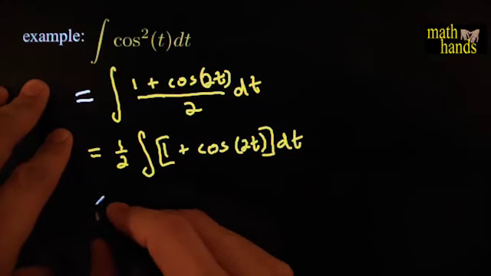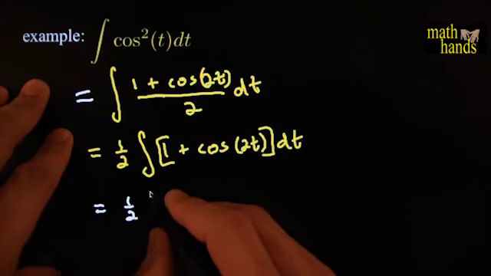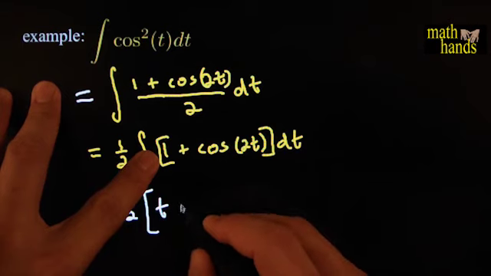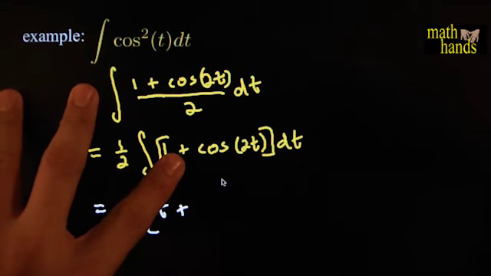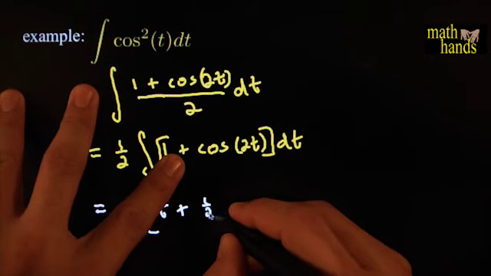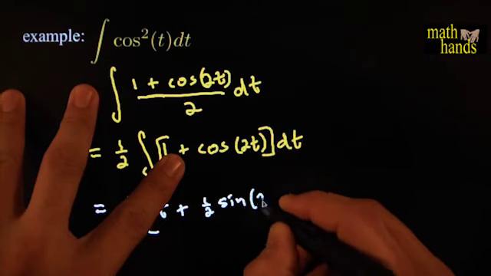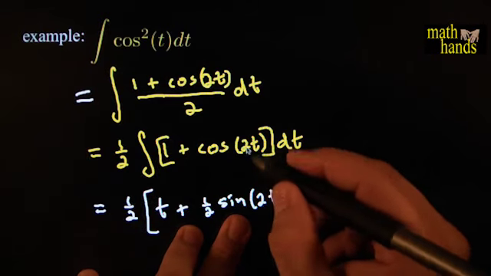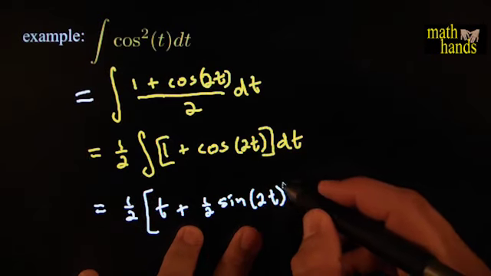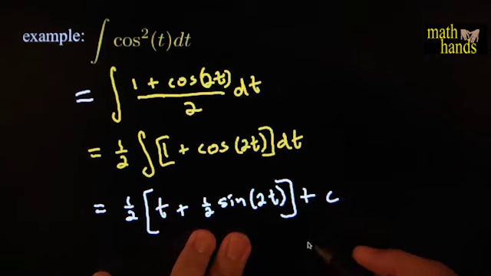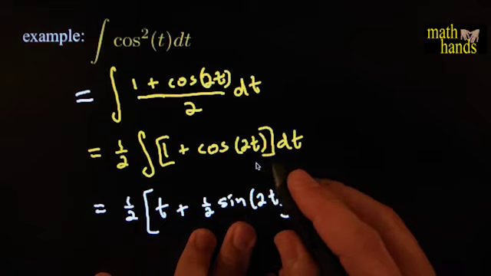So I will do that as 1/2 the antiderivative of 1 is t with respect to t, plus the antiderivative of cosine 2t. Well, that would be 1/2 sine of 2t. And that's because I've done a lot of homework and I'm good with my u-subs. This would be a simple u-sub. And of course I've got a C here, plus a constant. That's it. The derivative of sine is cosine.